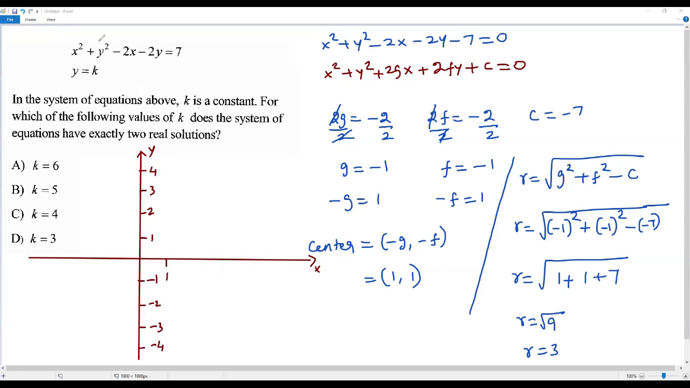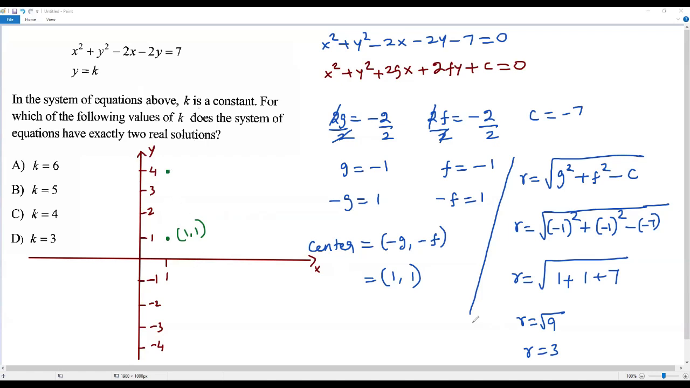Okay, so the center of the circle is actually 1, 1. So here we have the center of the circle 1, 1. Let me mark it. And the radius of the circle is 3. Since the radius of the circle is 3, let me take the vertical length of 3 units from the center 1, 1. So it's above the center 1, 2, 3. So then we'll have a point over here on the circle.